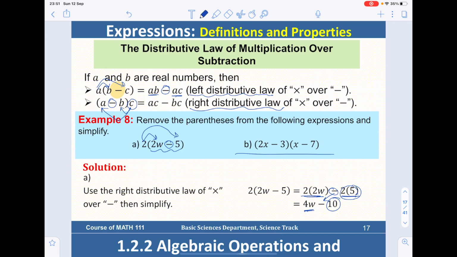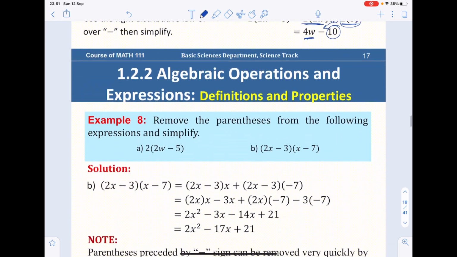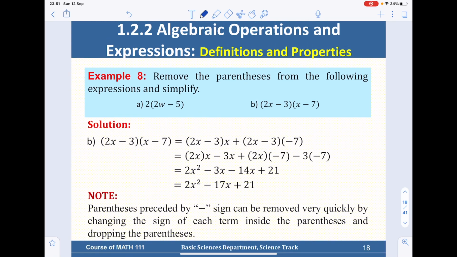Okay, for B, I have 2 parentheses, and in this case, I have to be careful which one to distribute. You can distribute the terms in the first parentheses, or you can distribute the terms in the second parentheses. So let's see here, we want to distribute x to both values, then we will distribute negative 7 to both values. As you can see here, I put x, then the parentheses as it is, then a plus, I put negative 7 times the parentheses. Now I will start to distribute x, so x times 2x, then x times negative 3. And in this case, I will distribute the negative 7, so negative 7 times 2x, then negative 7 times negative 3.